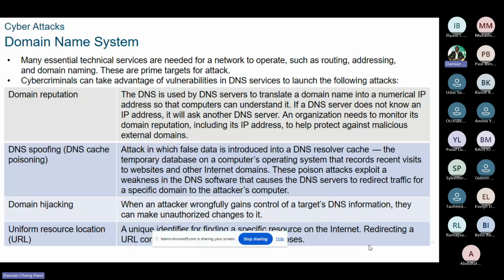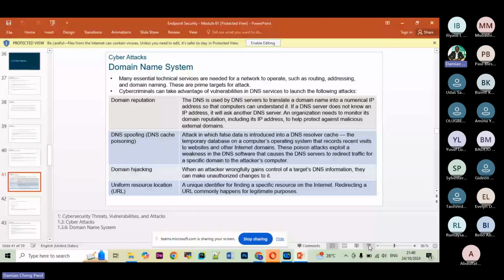So the domain name system can also be attacked. What is a domain name system? Many essential technical services are needed for a network to operate, such as routing, addressing, and domain naming. These are prime targets for attack. Let me quickly do a little demo on this part so that we have a clear understanding of what we mean by domain name. So let me open CMD.